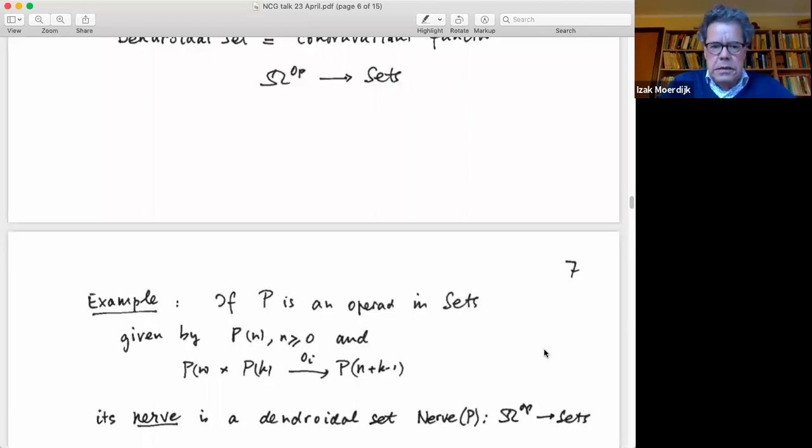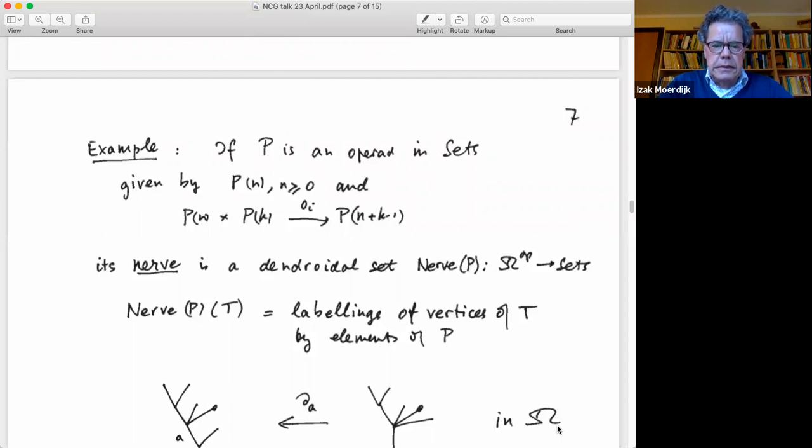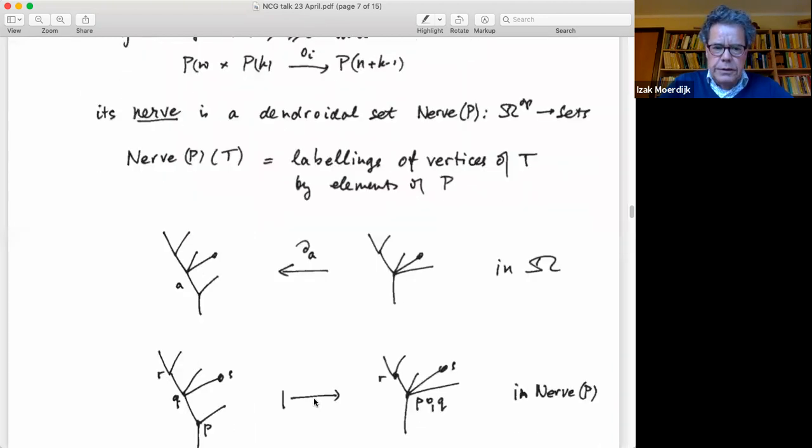Okay, and so if you have an operad, I will just take a discrete operad just for this example. Then I have these operations. I will get a nerve, and what is this? So this nerve will have to assign to every tree a set. Given the tree, you assign an operation of the right number of inputs to every vertex in the tree. Okay, and then you have to show that it's functorial. And I think this is just an example.